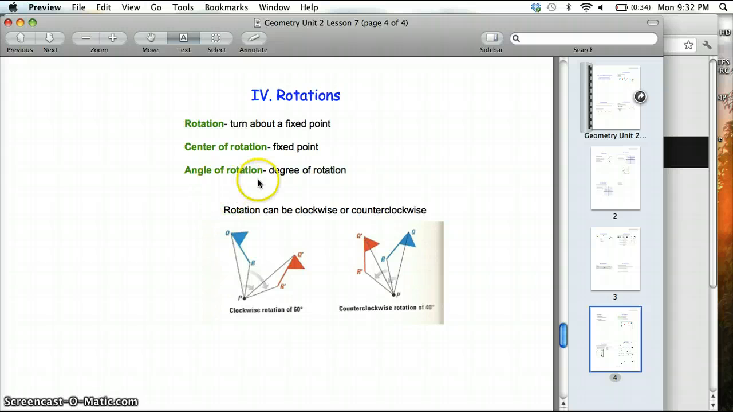And then the angle of rotation is the degree it rotates. So here, PQR rotates to PQR 60 degrees. So the rotation is that it rotates around a fixed point. The center of rotation is the actual fixed point. So here in this diagram, it's P. And then the angle of rotation is the degree it actually rotates. And in this diagram, the degree it's rotating is 60 degrees.